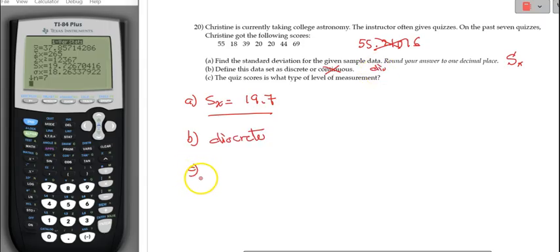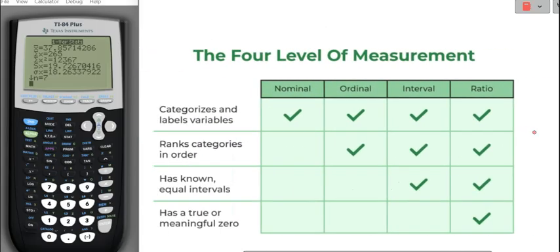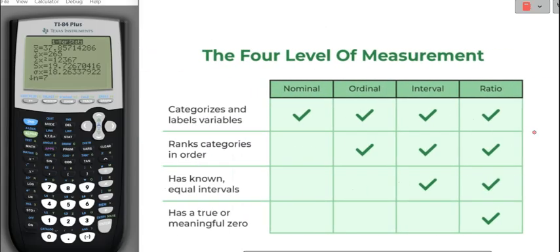All right, C, they are asking you for the level of measurement. Let me go to this chart. The level of measurement here: they are quiz values. So which one can you apply? Basically here you are between interval or ratio. Of course they are ordinal and nominal. Nominal almost applies for everything, and ordinal because they have an order is fine.